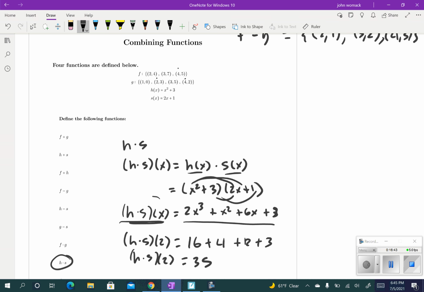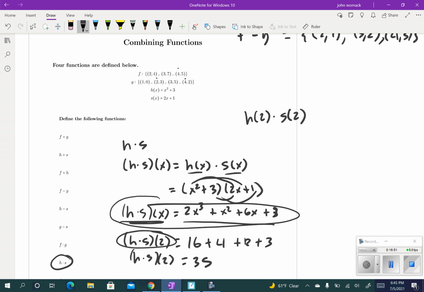Now that's if I've already figured out this equation. Your other option, if I ask you to find this, is you could just go, what is h of 2 times what is s of 2? Well, h of 2, if I plug in 2, 2 squared is 4, plus 3 is 7. S of 2, 2 times 2 is 4, 4 plus 1 is 5. 7 times 5 is 35.